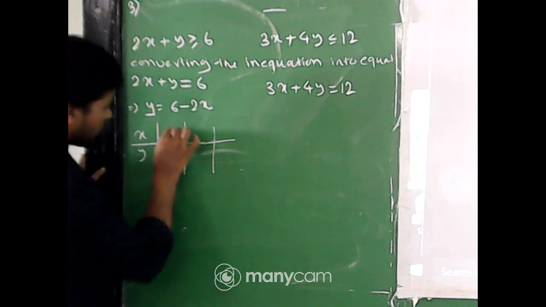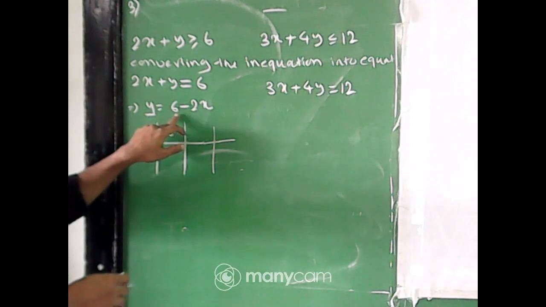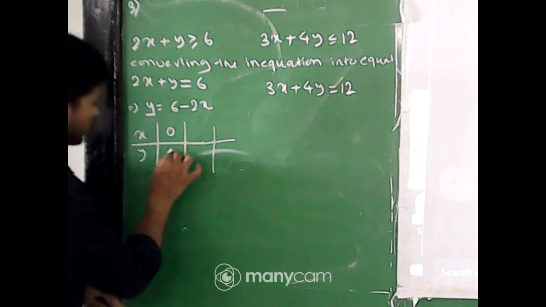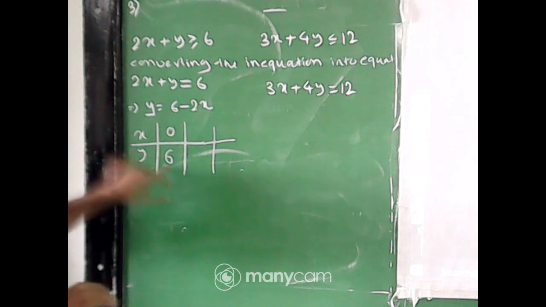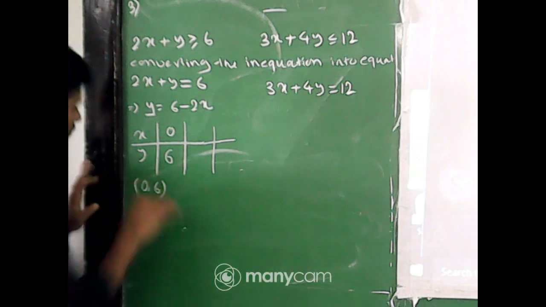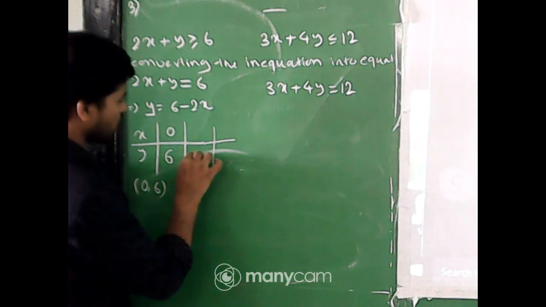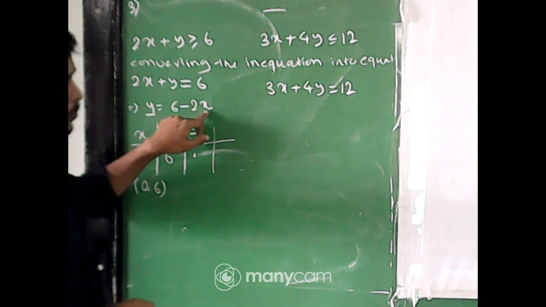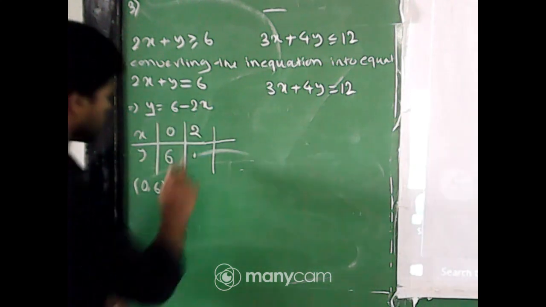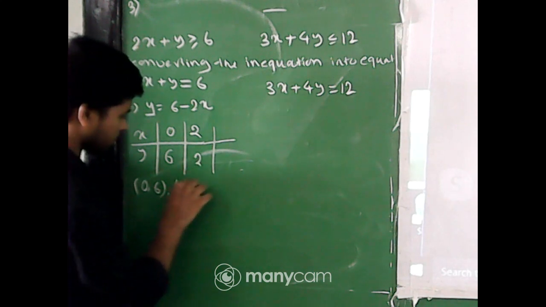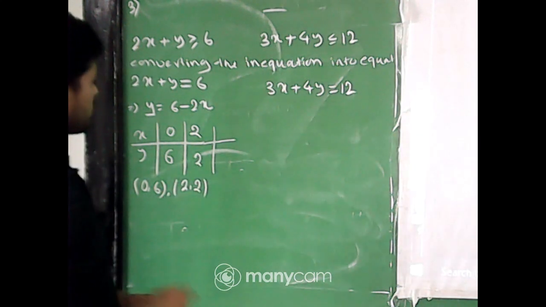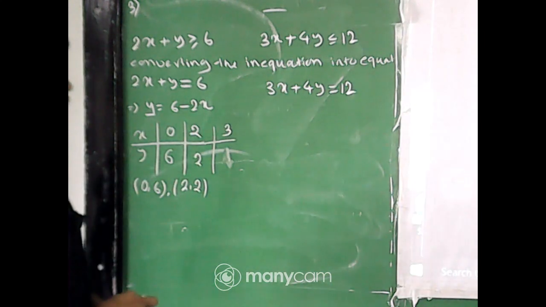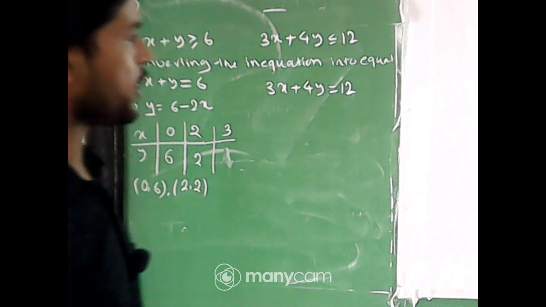Suppose I put x equal to 0, what will be the value of y? 6 minus 2 into 0. 2 into 0 is 0, 6 minus 0 is 6. So 0 comma 6 is a solution. Now suppose we put x equal to 2. 2 twos are 4, 6 minus 4 is equal to 2. So 2 comma 2 is another solution. And now suppose I put x equal to 3. Can you tell me what will be the value of y?